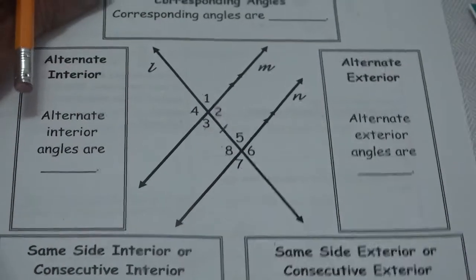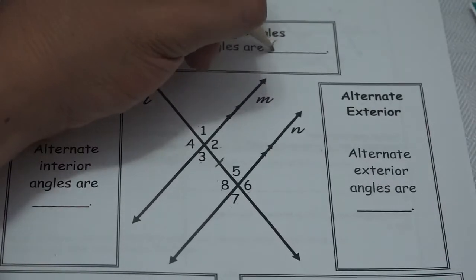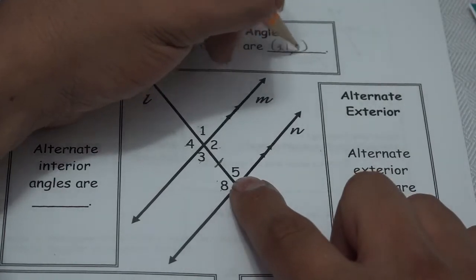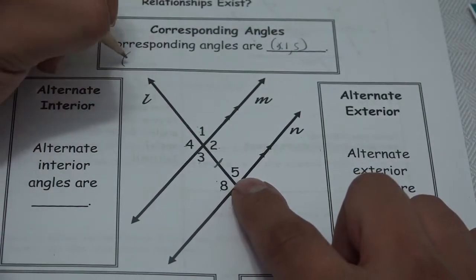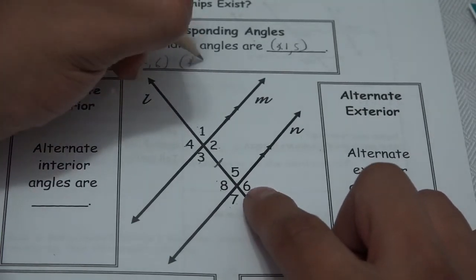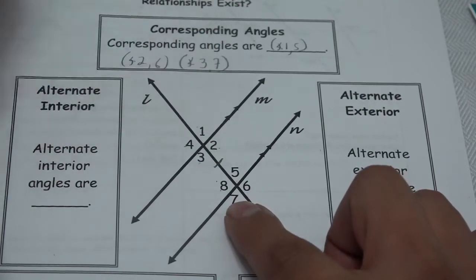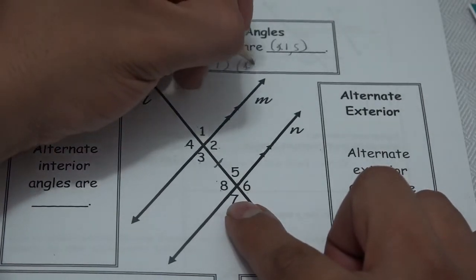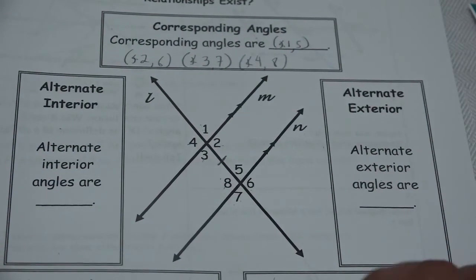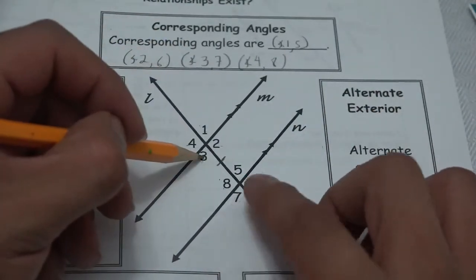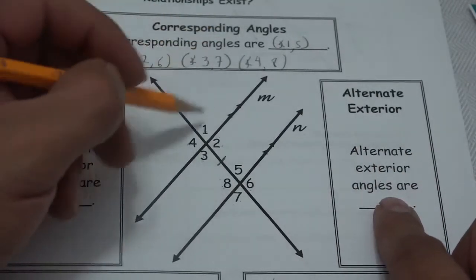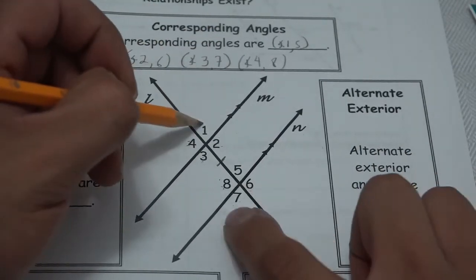So when you write them down, you write angle 1 and 5, because 1 corresponds to 5. Then here you write angle 2 corresponds to 6. Angle 3 corresponds to 7. Angle 4 corresponds to 8. And that's it. Then alternate interior, let's go to the interior, and we go 3 and 5, 2 and 8. Alternate exterior, exterior, so 4 with 6 and 1 with 7.